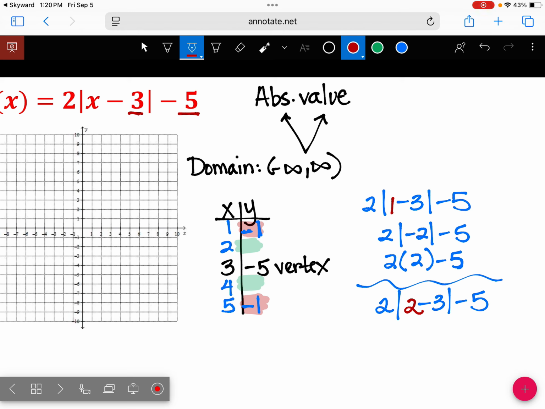So first we're going to do 2 minus 3. 2 minus 3 is negative 1. What's the absolute value of negative 1? Positive 1. 2 minus 5 would be a negative 3.